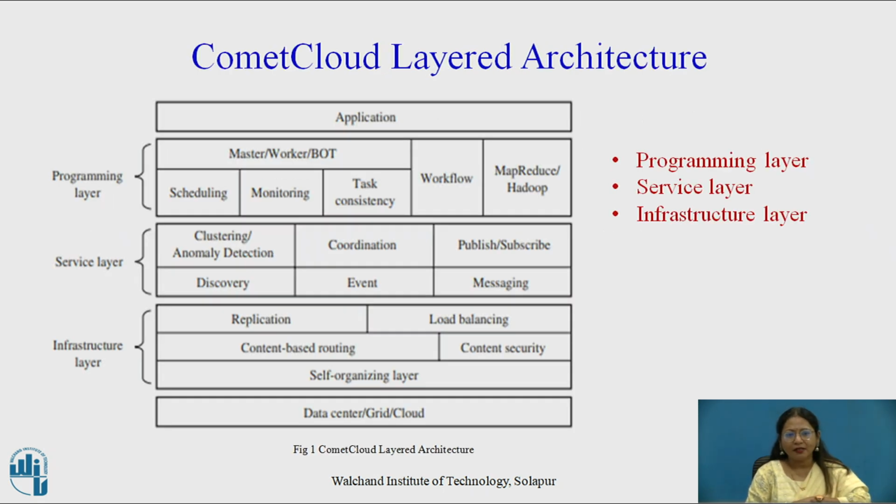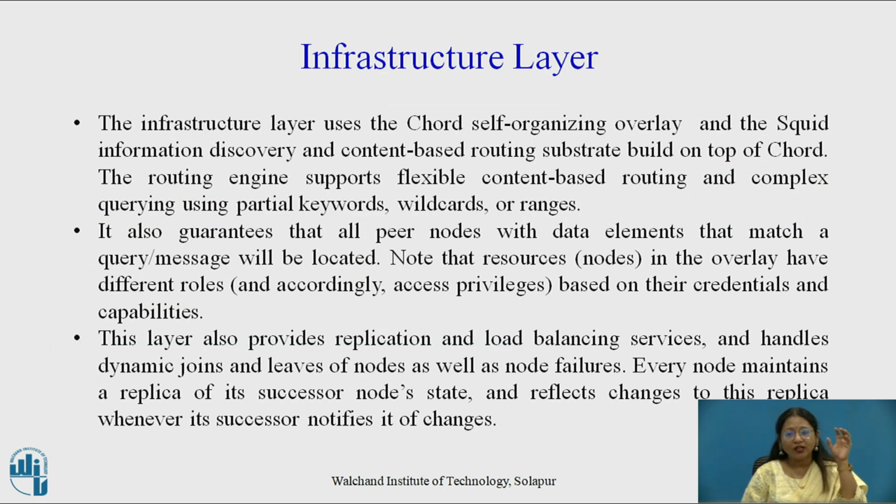So see the diagram, you can see here the architecture. Why it is called a layered architecture? Because it is divided into layers: programming layer, service layer and infrastructure layer. Programming layer is below the application layer, service layer is between programming layer and infrastructure layer, and infrastructure layer is near to the data center or a grid or a cloud. Now we will see in detail what actually the infrastructure layer is.